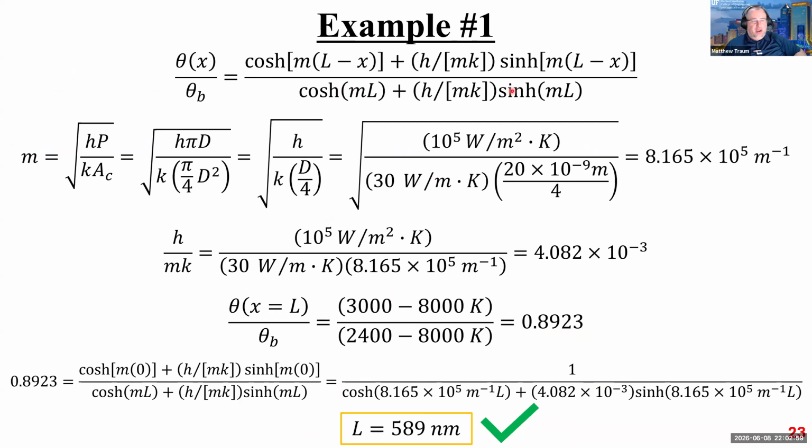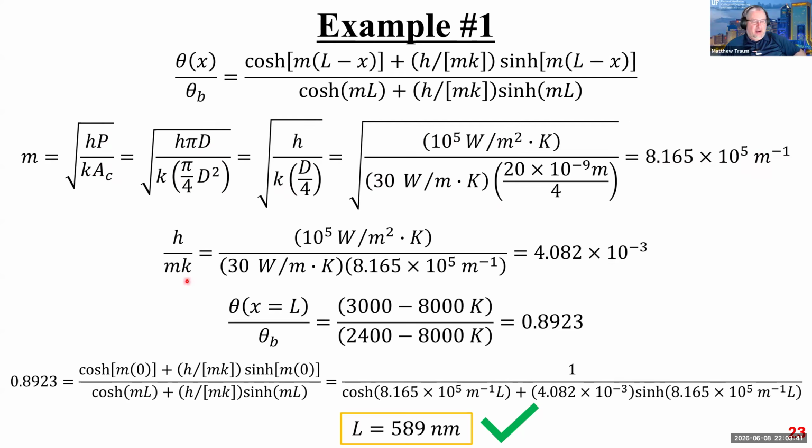So that's the equation. I am going to figure out what M is and what h over mk is, because those show up quite a bit in this equation. So M is just this combination of variables. So I'm going to plug in the values that I know. The perimeter has pi d in it. The cross-sectional area has pi over 4 d squared in it. The d's cancel, the pi's cancel. That's how I get here. And now I plug in my known values, and I get 8.165 times 10 to the fifth meters to the minus 1. So that's my M value.